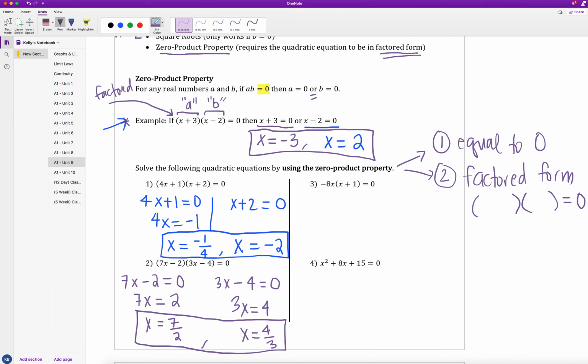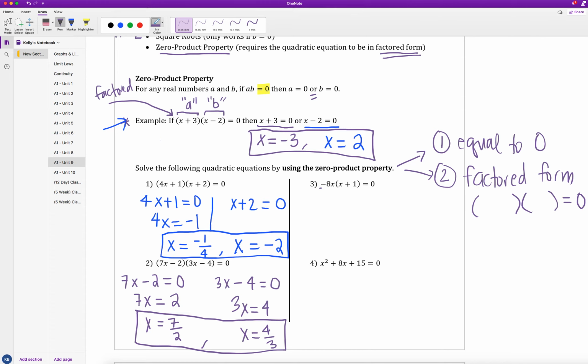Let's look at example 3. So example 3 says -8x times the quantity x plus 1 equals 0. So we're set equal to 0. That step's already taken care of for us. Are we in factored form? What do you guys think? Do you think this is in factored form or not in factored form? So this one is actually in factored form as well.